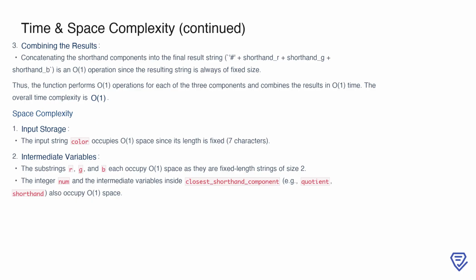When we sum up all the steps, the function performs O(1) operations for each component and combines them in O(1) time. As a result, the overall time complexity of the similarRGB function is O(1). Moving on to space complexity, the input string color requires O(1) space since its length is fixed. Similarly, the substrings R, G, and B occupy O(1) space, as they are constant length strings of size 2. Any intermediate variables used inside closestShorthandComponent, such as the integer number, the quotient, and the shorthand value, also require O(1) space. These are all fixed size data, contributing to an overall space complexity of O(1).